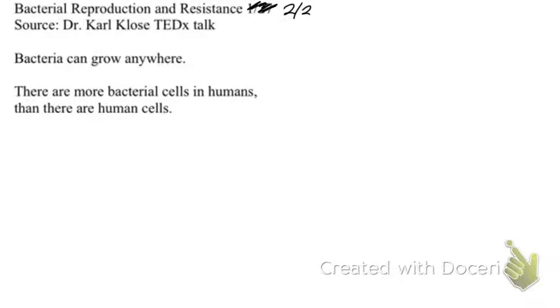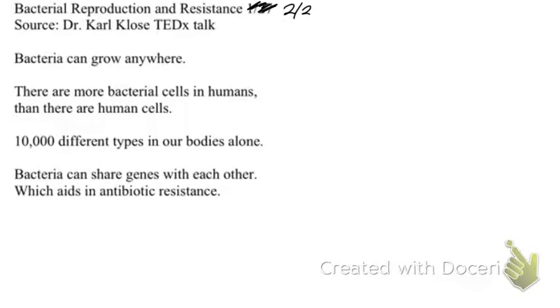There are actually more bacterial cells in humans than there are human cells. So technically speaking, cell by cell, you are more bacteria than you are human at any given time. There are 10,000 different types of bacteria in our bodies alone. And the bacteria can share genes with each other, and this aids in antibiotic resistance.